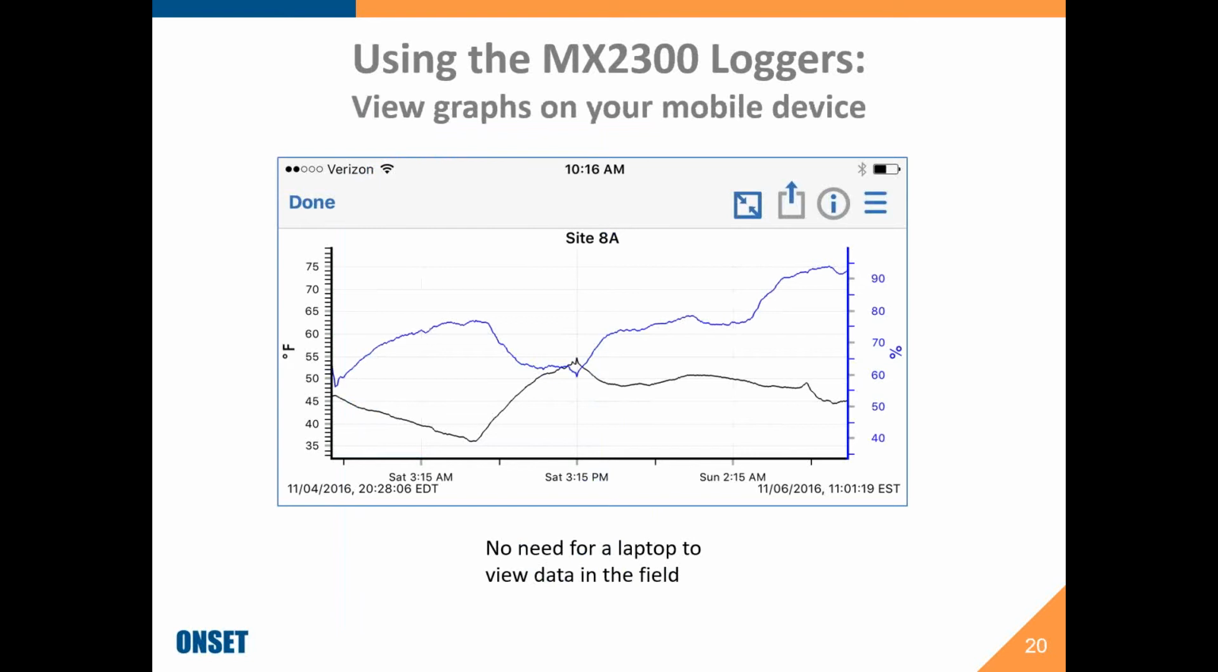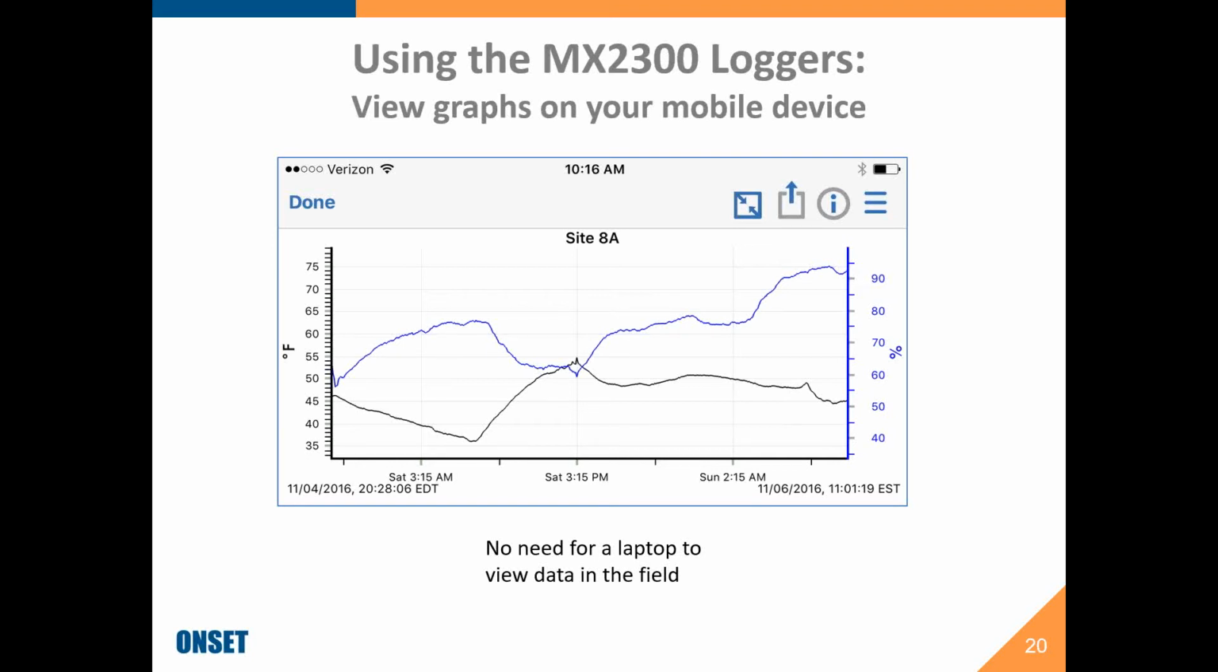After you've deployed your logger and you want to offload the data, you use the readout, and then you can go to view your plots, and this is what the plots look like. And you can do this right on your mobile device. So your iPad or your iPhone, you can be looking at these graphs, and you have the ability to zoom in on data, so you can take a closer look at what's happening. So it's very handy to kind of confirm you're getting the data you expect while you're out in the field.